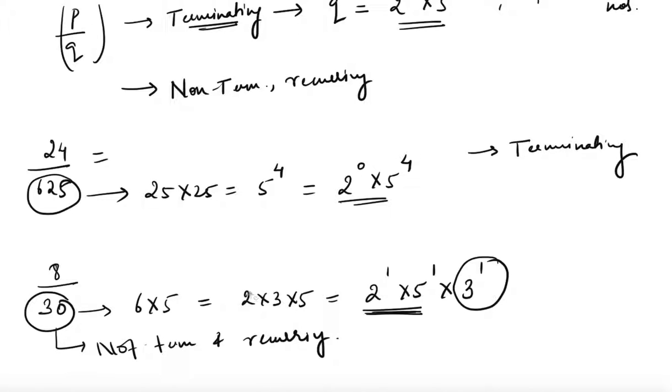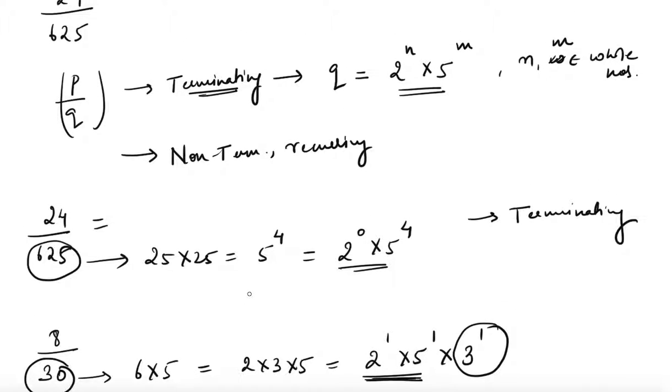So the only concept behind this is that if it is terminating, the denominator should be in the form of 2 to the power of n into 5 to the power of m, or else it will be a non-terminating and recurring decimal expansion.